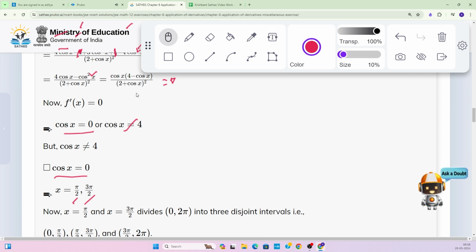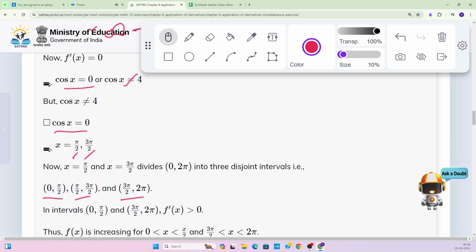This means the sign only depends on the first factor. Also it is very clear that 4 minus cos x is always going to be positive, as cos x will always be less than or equal to 1. Okay, so this means 4 minus 1, clear? So it cannot be negative. So the only term which decides the sign of f prime will be cos x. Now let's see the cos x sign.